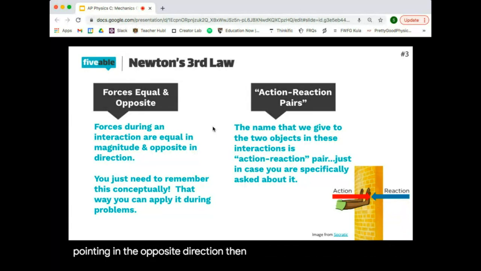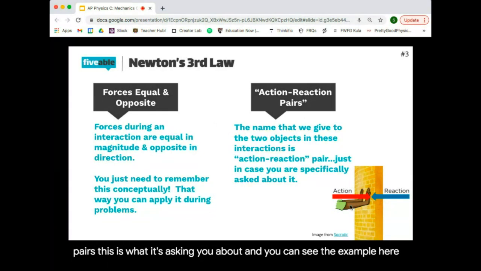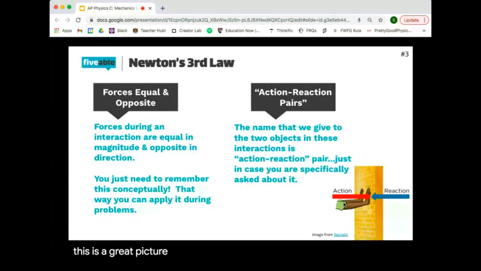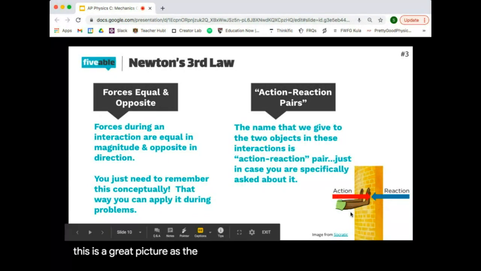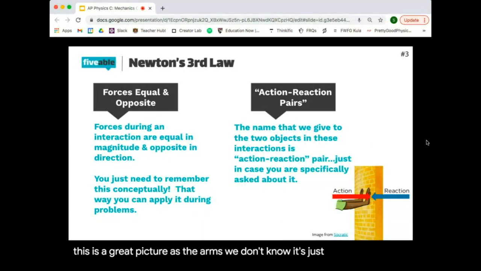The name we give to this idea is an action-reaction pair. So if you're specifically asked about action-reaction pairs, this is what it's asking you about. And you can see the example here. Kristen's awesome and always tells me to put more pictures in, so this is a great picture. As the arms push on the wall, the wall pushes back on the arms. Those two vectors are equal in magnitude, so they're the same amount, but they're opposite in direction, so they're pointing in different directions.